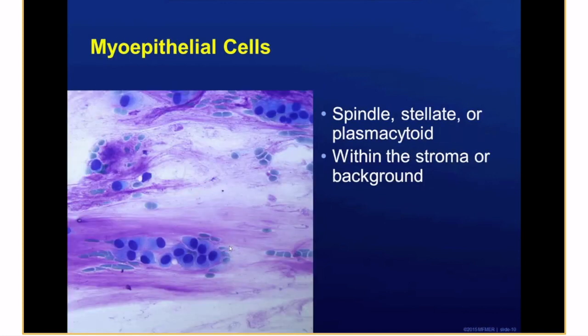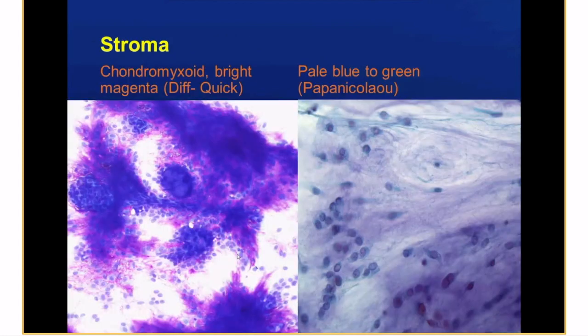The myoepithelial cells can have a wide range of morphology. They can look spindled, stellate, or plasmacytoid, but a very important feature is that they dive into the stroma. They are very admixed with the background stroma. The stroma can also look different according to the stain. It looks bright pink in the Diff-Quik stain, a little feathery, and it can look pale blue to green on the Papanicolaou stain. You see the cells diving into the stroma, the myoepithelial cells very admixed with it.